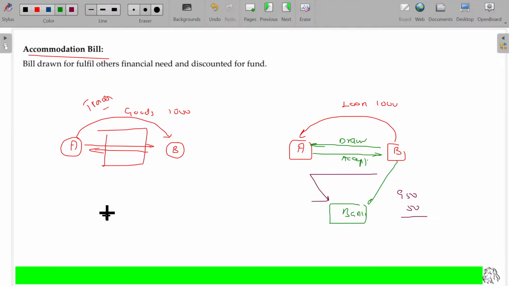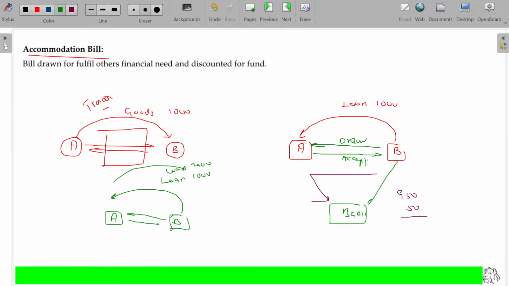So assume that B approaches A for a loan of rupees 1,000. Immediately A also says, don't worry, sir, I too need around 2,000 rupees. You give me a loan. A asks him to give a loan of 2,000 rupees. Very good. A is also in need of money. B is also in need of money. B approaches A for a loan and A says, okay, you can give me a loan. How is it then possible? A says, you draw a bill and I accept the bill.